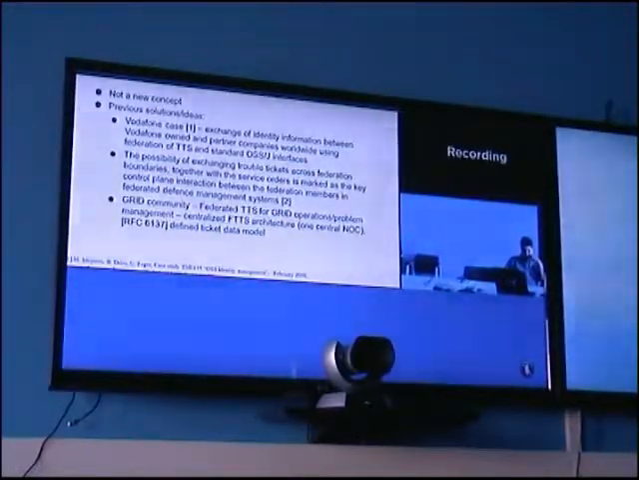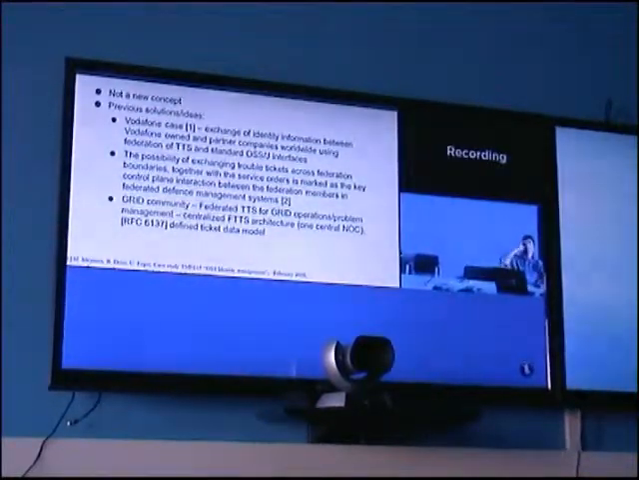And as I said, this is not something new. We saw this idea in one document made by Vodafone in 2008. They created a federation of trouble ticketing systems in the companies that they own or their partner companies, in order to support identity information exchange.